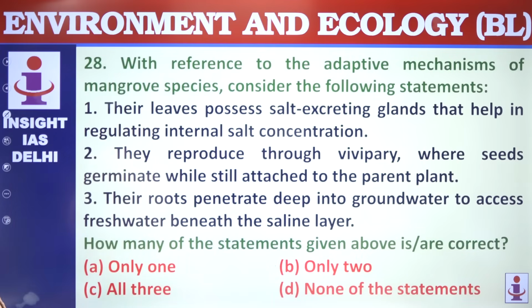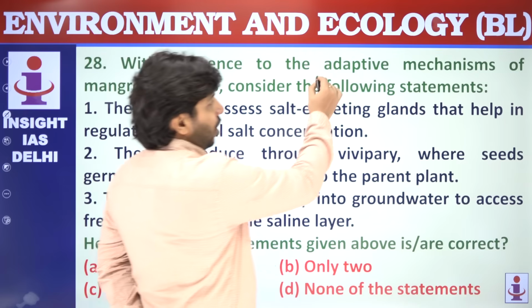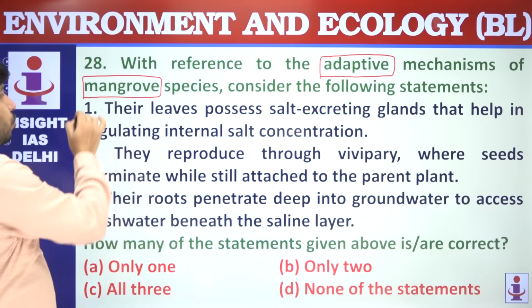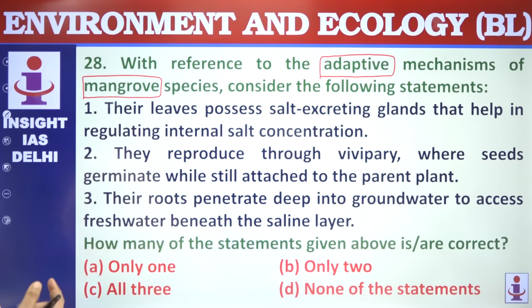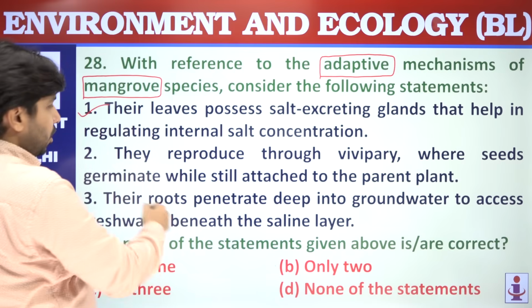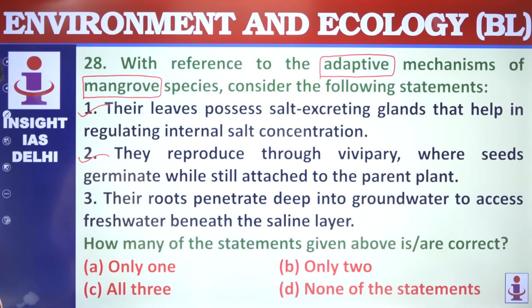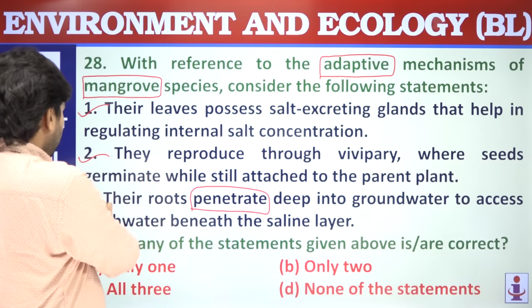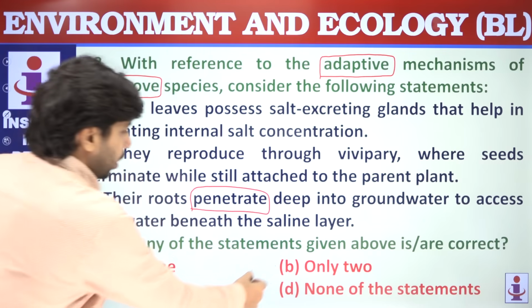Adaptive mechanisms of mangrove species. Three characteristics are given here, and the question is asking which are adaptive mechanisms. Mangroves, two very good terms. Their leaves possess salt-excreting glands. Correct. They reproduce through vivipary. Yes, this is also correct. Their roots penetrate deep into groundwater. No, they do not penetrate deep into groundwater. Statement 3 is not correct. Only two are correct.